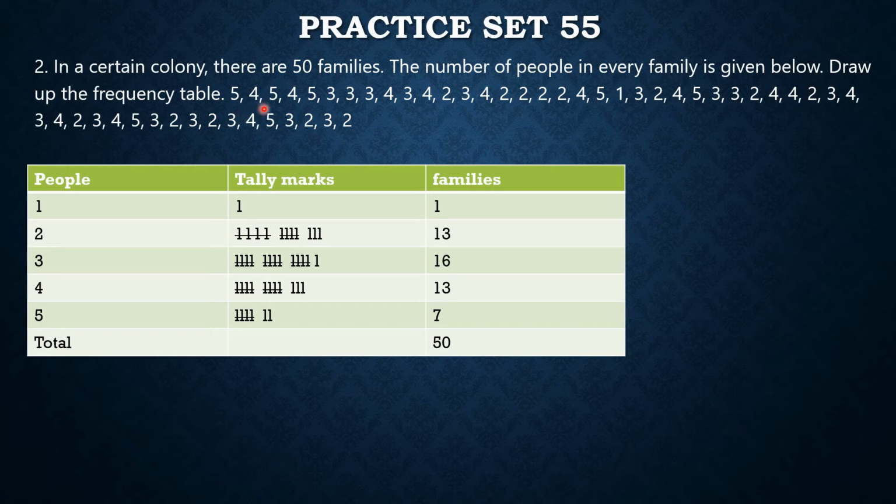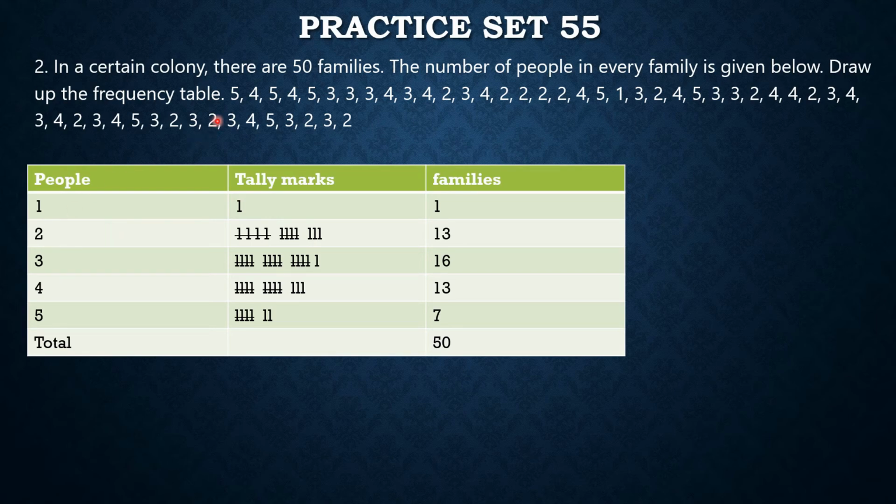So 5, 4, 5, 4, 5, 3, 3, 3, 4, 3 and so on it is given. 1 is here and so on till 2. So the highest is 5 and the smallest is 1. So we will make the first column with 1, 2, 3, 4 and 5. Now in front of that we will make the column of tally marks, and next is frequency. We will write the numerical value of the given tally marks. So 1 is appearing only one time in the data, so we will write 1 here.